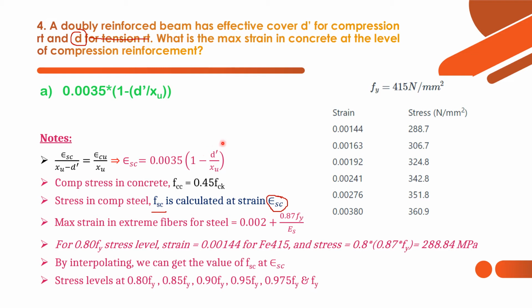So in this question we have learned about the compression strain, or the strain in compression steel, that we can get using this formula, and compression stress in concrete using this formula, FCC is equal to 0.45 FCK, and stress in compression steel is calculated at corresponding strain. How to calculate that strain? We can get using this stress levels, or if at all they have given the strain value. So correspondingly we have to calculate this FSC according to epsilon SC that we have calculated in this relation using d dash by d and xc values. So by interpolating the things we can get the value of FSC. Now let's move on to the next question.